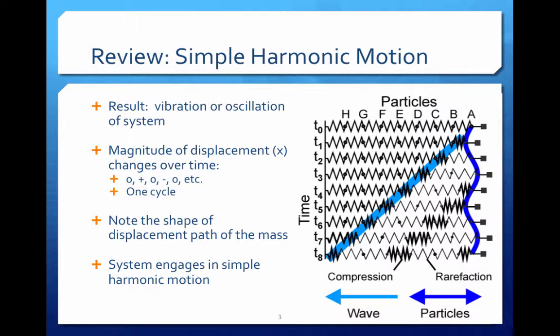You go from equilibrium to maximum displacement in one direction, back to equilibrium, to maximum displacement in the other direction, and back home to equilibrium. And that is one cycle of vibration. So we have simple harmonic motion, this back and forth movement of a particle around its equilibrium.